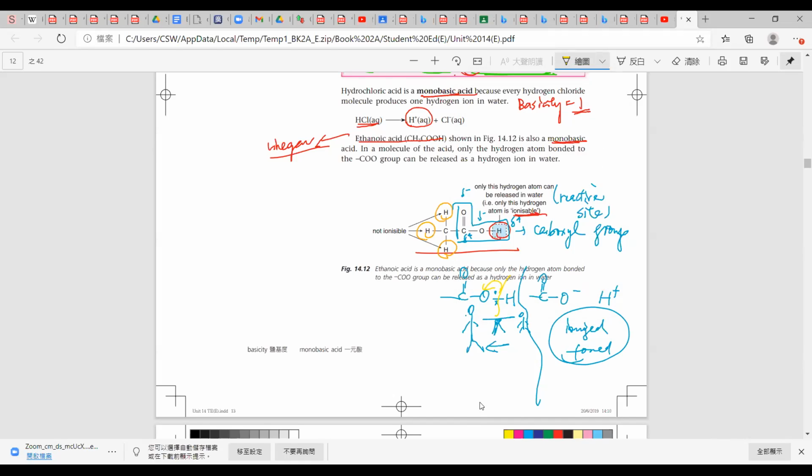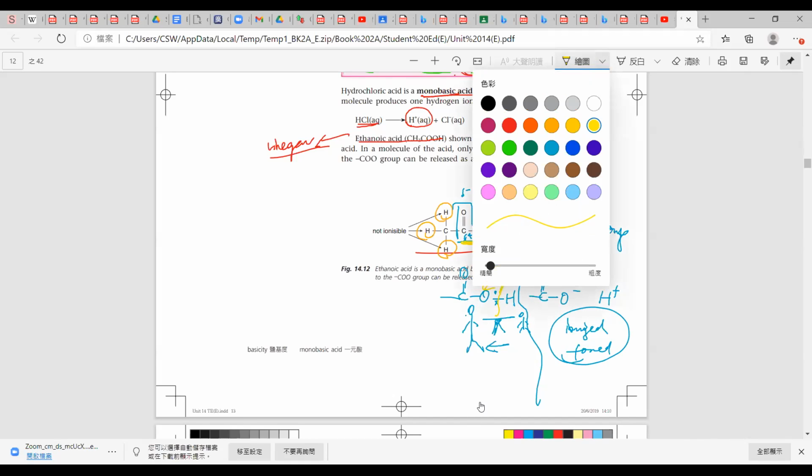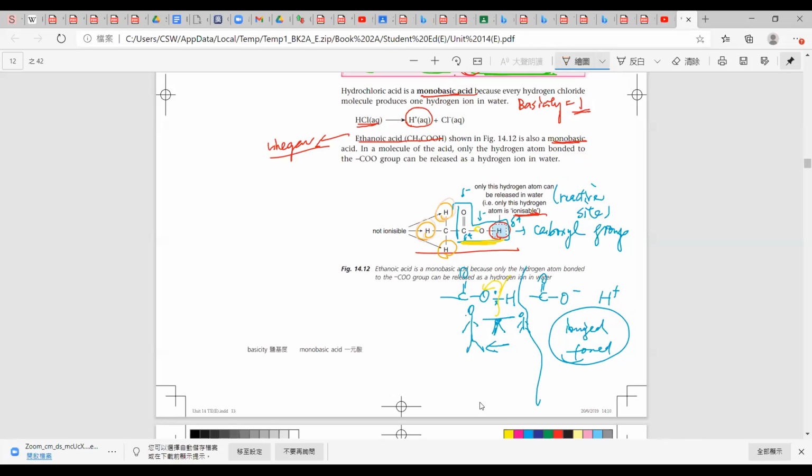So that's why whenever I want to tell you the ionizable hydrogen, remember to check for what? COOH. If you see that cluster of atoms, that hydrogen inside should be ionizable, but not for the others. The other three hydrogen atoms are not ionizable. Can you get the point? Now, if you don't understand, I can give you some more different examples.